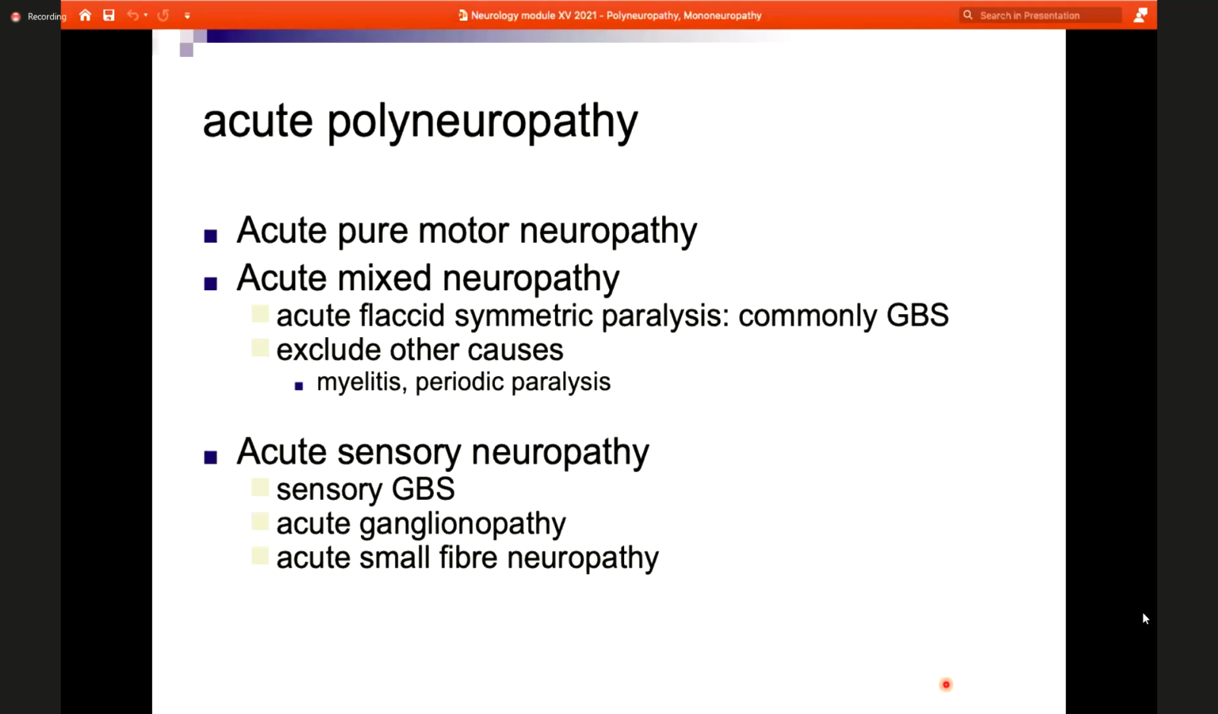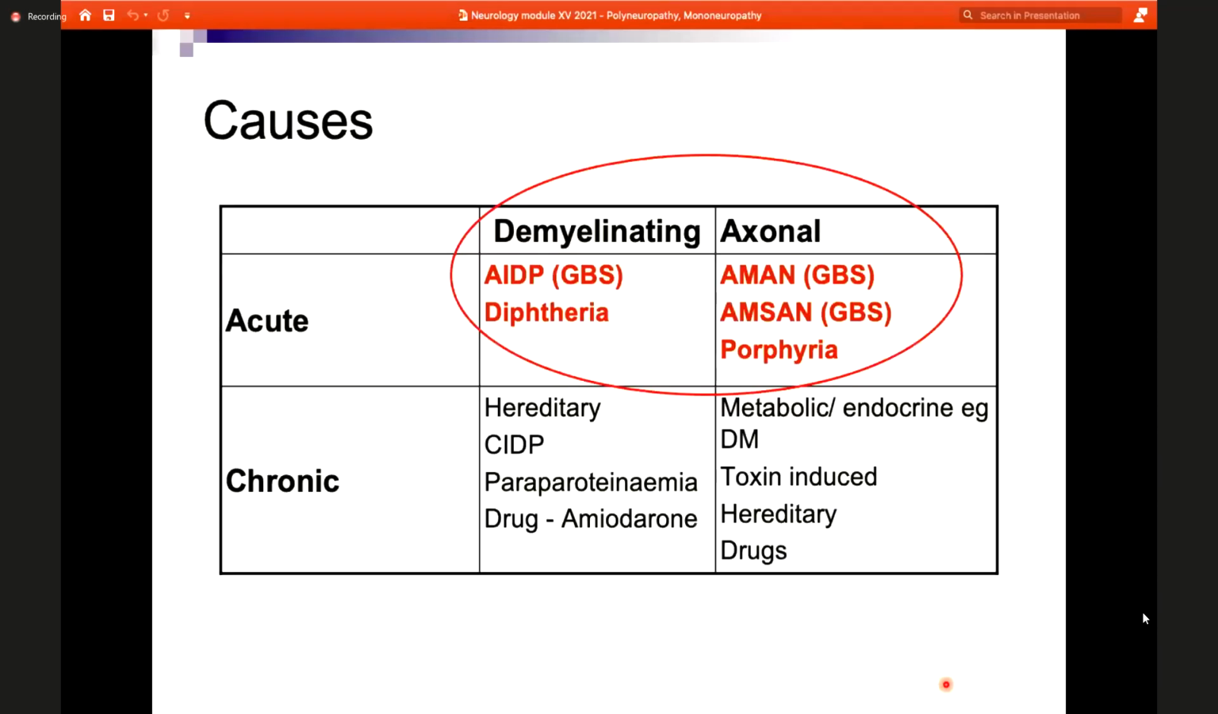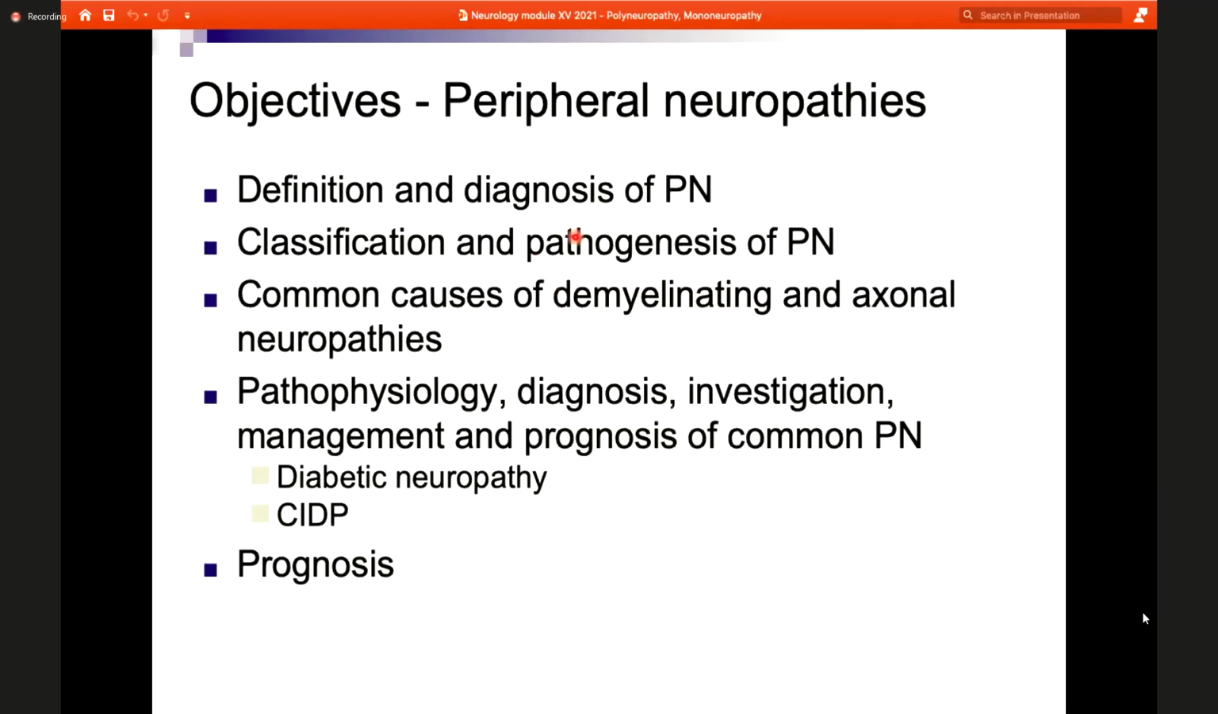I think you will have a separate lecture on Guillain-Barré syndrome. So there they will deal with acute polyneuropathies. And this is the category that it falls into. Okay, so I think that's it.